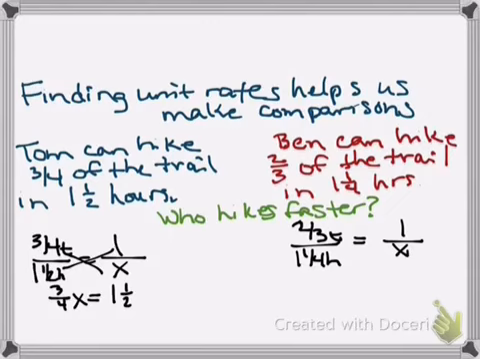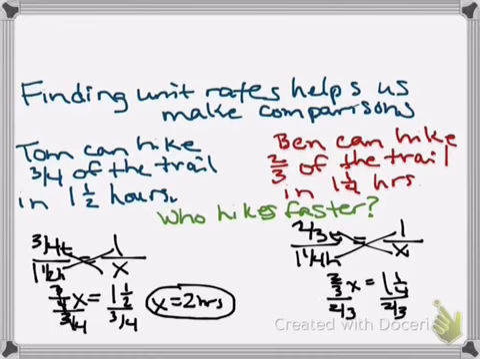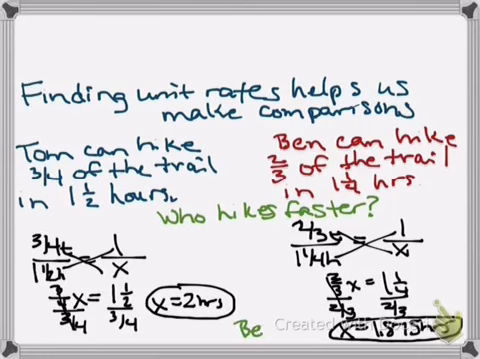3/4 times x is 3/4 x. 1.5 times 1 is 1.5. Divide by 3/4. Cross multiply on the other side, so sorry. 2/3 times x is 2/3 x. 1 1/4 times 1 is 1 1/4. Now we're going to divide on both of these to see which one has the faster time. For Tom, divide both sides by 3/4. So he can hike the whole trail, one whole trail in 2 hours. And Ben, after we divide by 2/3, we see he can hike the trail in 1.875 hours, so his time is faster. He can hike the trail the quickest, so Ben is the faster hiker.